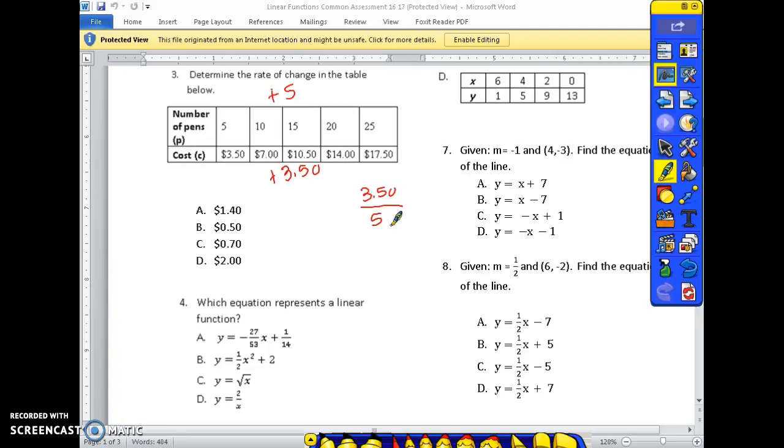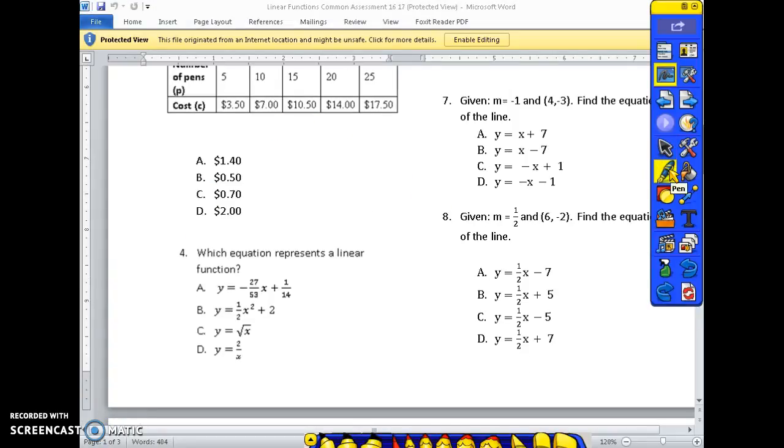When you divide these, the top number goes inside the house. 5 cannot go into 3. 5 goes into 35 7 times. 5 goes into 0 0 times. So that is 70 cents. You pay 70 cents per pen.